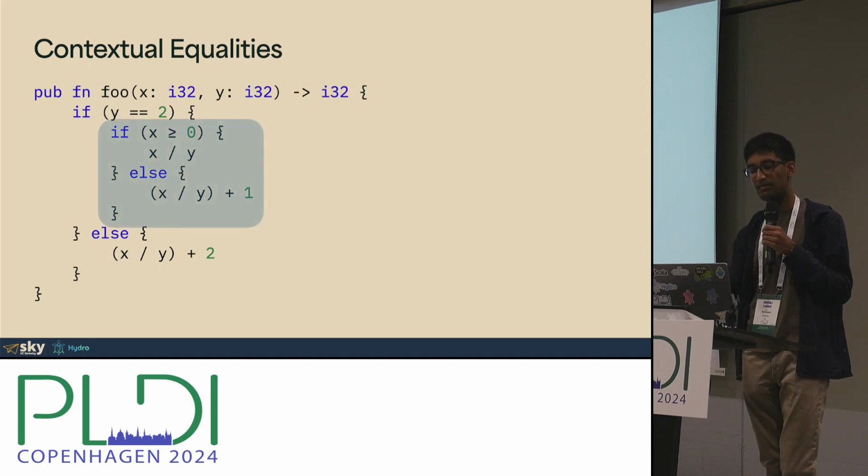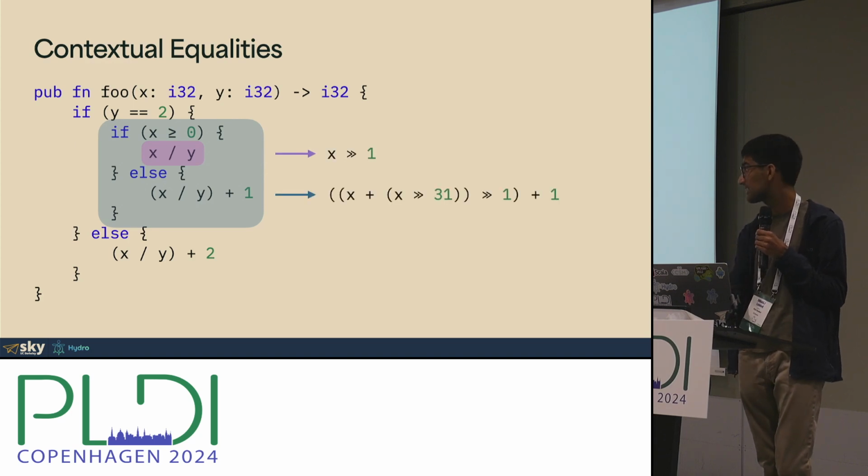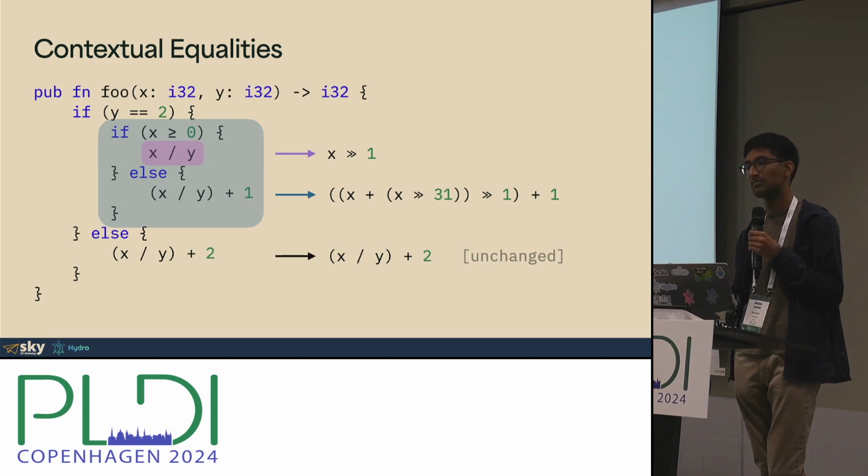So under the y equals 2 branch, I know that this is something I can convert into some type of bit shift. In the positive case, I have the simplified version. In the other case, I have the slightly more complex version. And in the last case, I can't optimize this because I don't know what y is equal to.